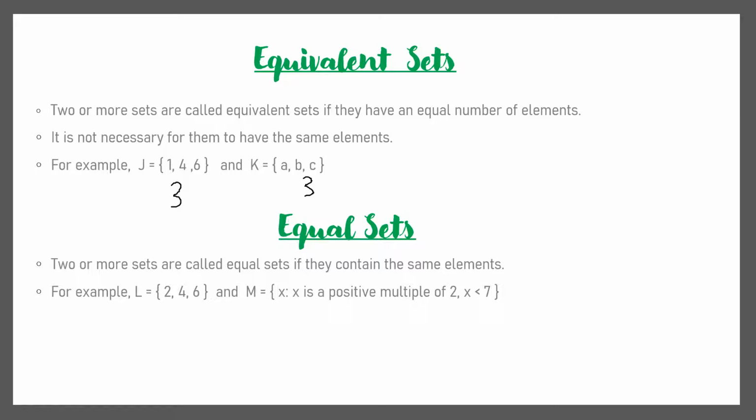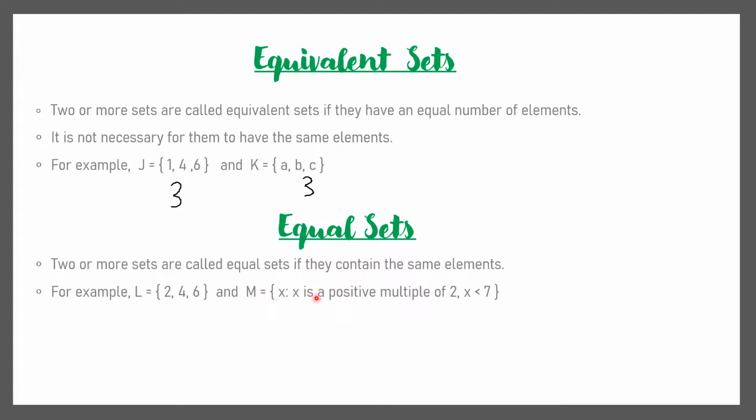Okay, the next one is equal sets. Two or more sets are called equal sets if they contain the same elements. Now here they should contain the same elements, meaning the number of elements and the elements themselves should be the same in both sets. For example, L is 2, 4, 6 and M. Here there are two sets. L contains 3 elements, which are 2, 4, 6, and M contains X, where X is a positive multiple of 2 and X is less than 7.